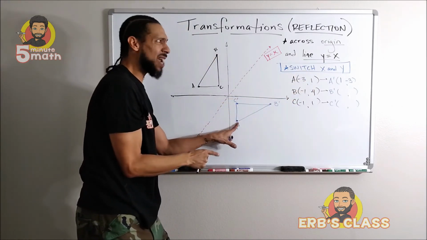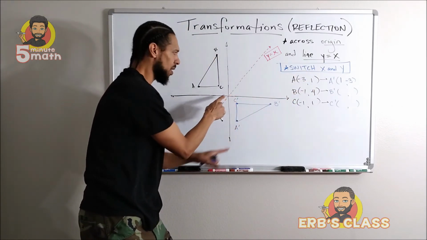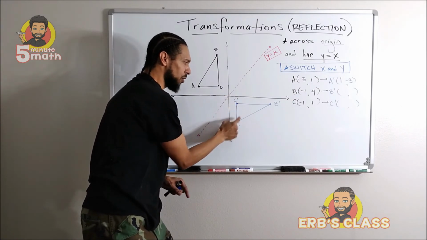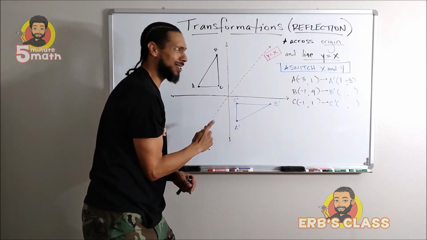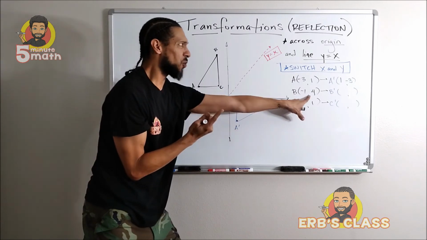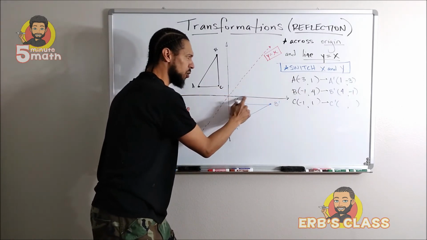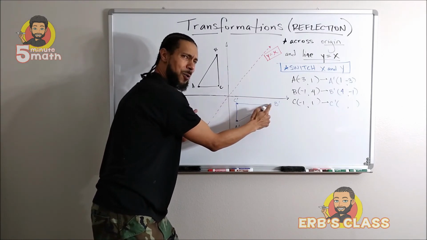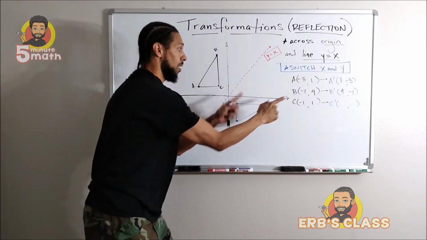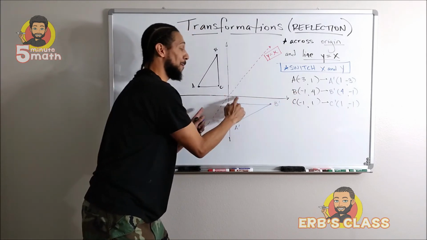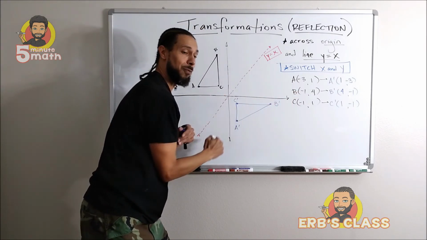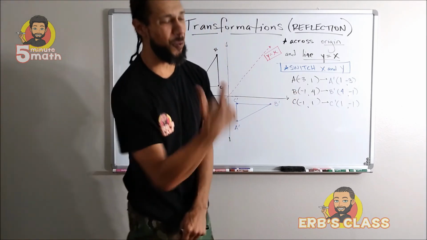Now, notice, I took my x and y and I switched them, and that gives me A prime. So is A prime at positive 1, negative 3? Positive 1, down 1, 2, 3. Okay. Does it work like that for all of them? Switch this x and y. Yeah, B is at 4, -1. 1, 2, 3, 4, down 1. Okay. Last one, C. Switch them. +1, -1.